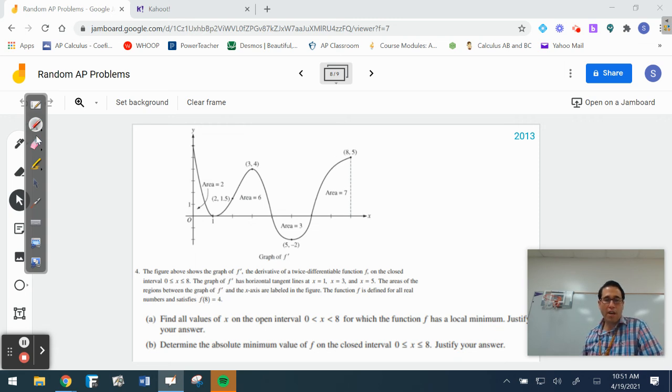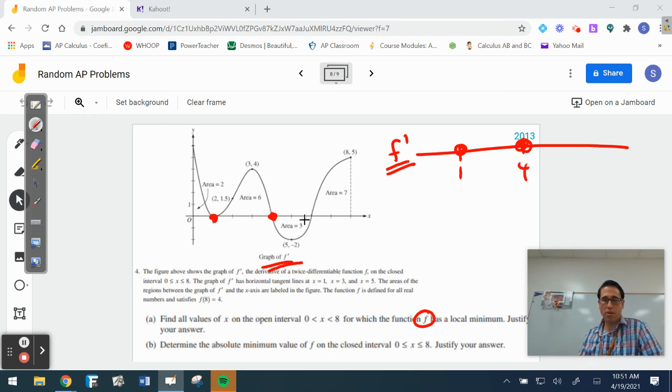Okay, find all values of x on the interval for which f has a local min. Now remember, I ask you guys every time we do these to do a sign analysis. They're asking us about f, so we're going to look at f prime. Well, this is f prime. What goes on my sign analysis when f prime is 0 or DNE? It's 0 at 1, it's 0 at 4, and it's 0 at 6.